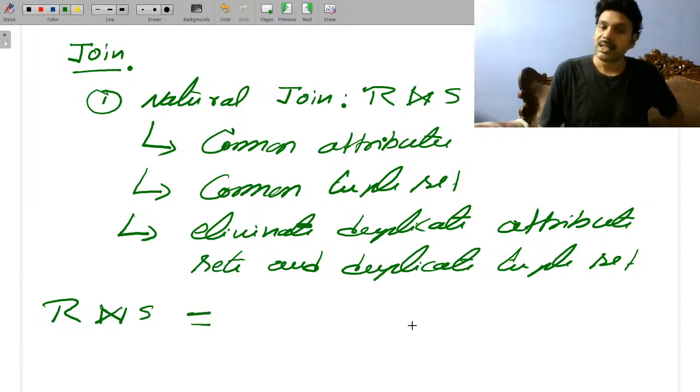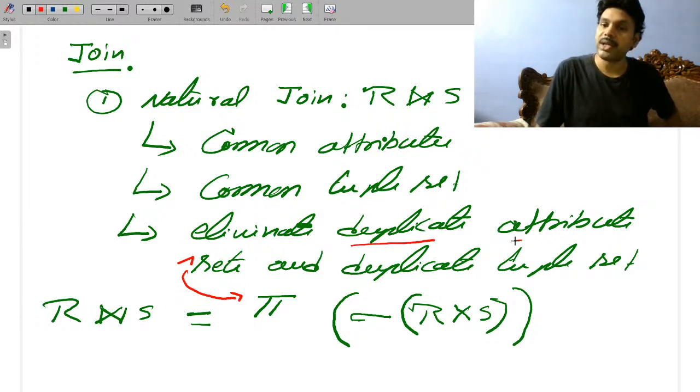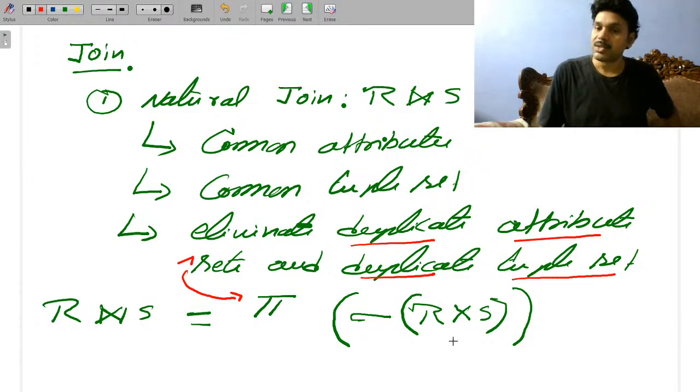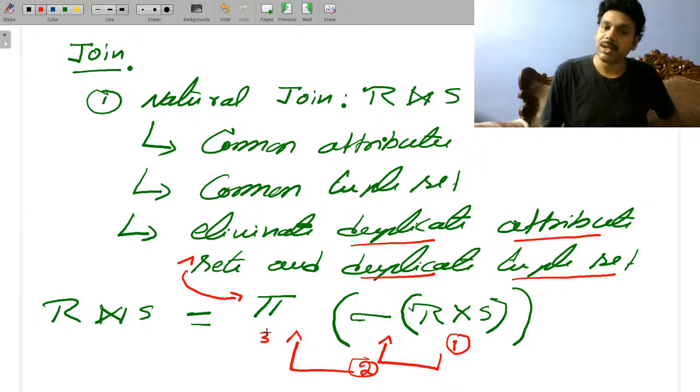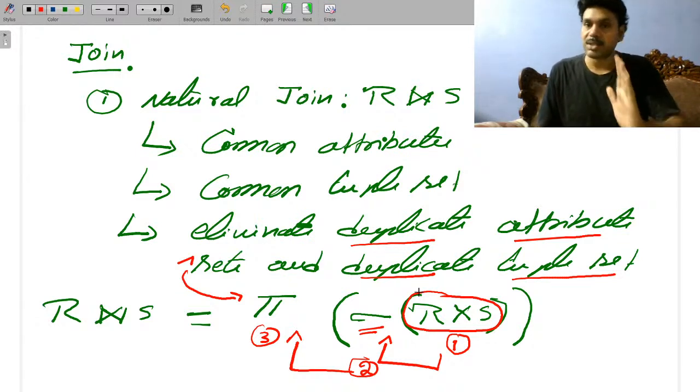Please observe, friends. The first step for any kind of join is a cross only. Don't forget that. First R cross S we will perform. On that we do selection based on the common column. On that we do projection, which tries to avoid these two. Projection is responsible for this important point: elimination of duplicate attributes and elimination of duplicate tuple set. So the first step is R cross S only. On that we implement the selection, which is your second step. On this we implement the third step. This one is for common data representation, and this one is for mapping all the tuples. So to perform any kind of join, cross product is compulsory and mandatory.